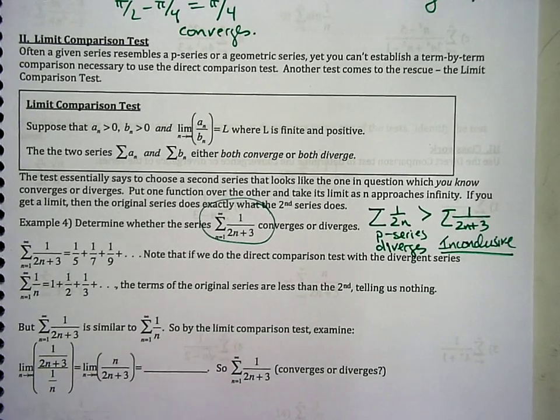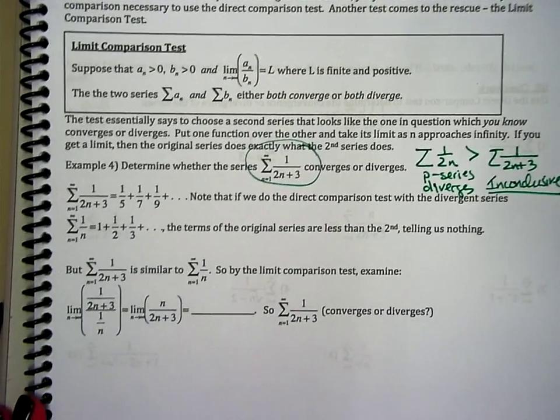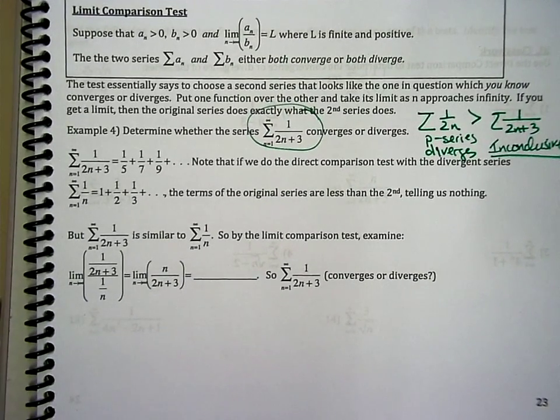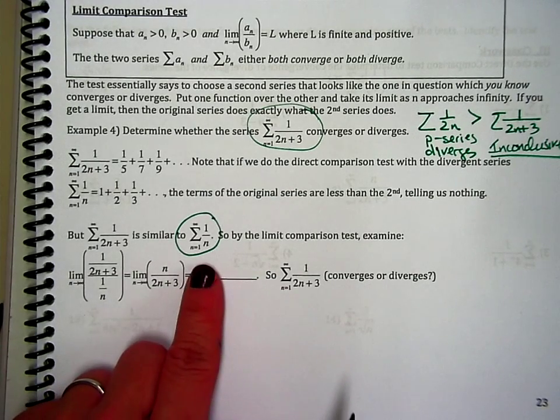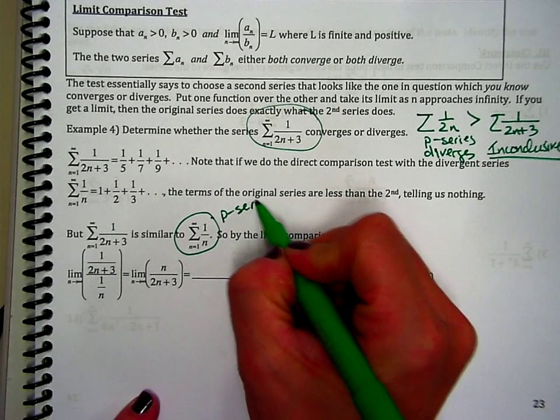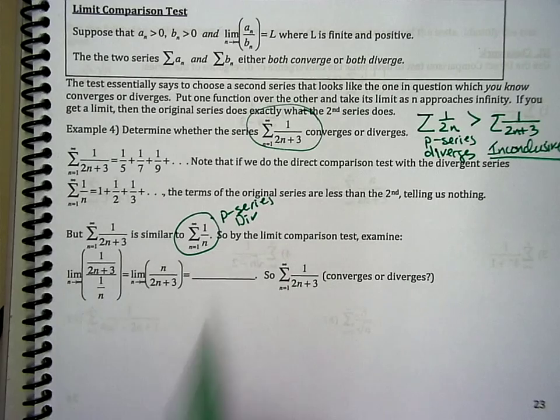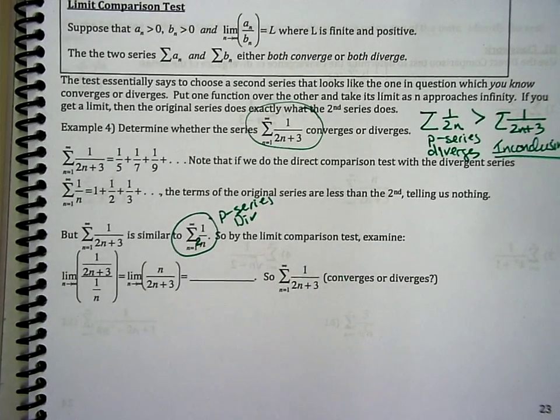This is where the limit comparison test is going to come in. The limit comparison test, you start the same way. You're going to pick the series that it is similar to. And again, I'm going to pick the series 1 over n, which is a p-series that I know diverges. Now notice I'm just comparing to 1 over n. If you want to leave the 2 in there as well, 1 over 2n is still a p-series that diverges. That constant multiple does not change that.